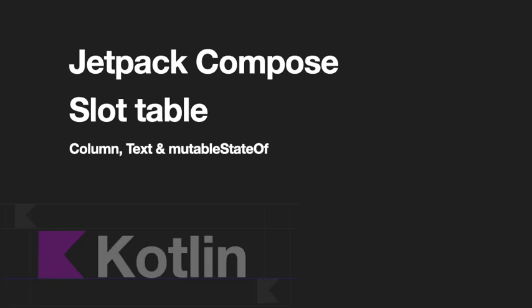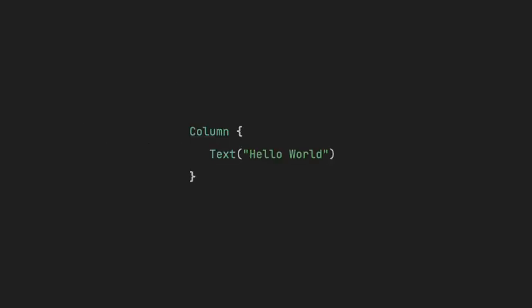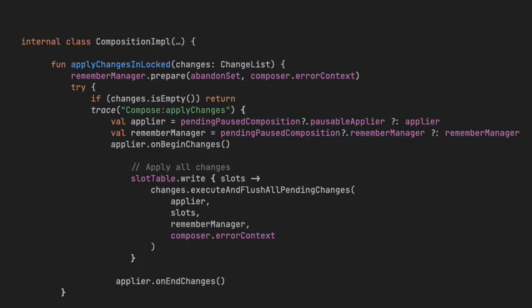We're going to look at how the slot table looks whenever you have columns, text, and whenever you have state. So let's look at a very simple example of a column that has a text with a hello world.